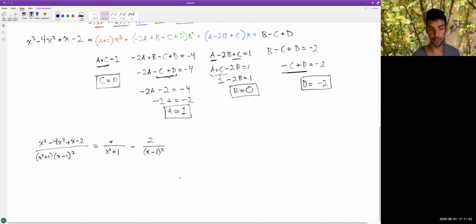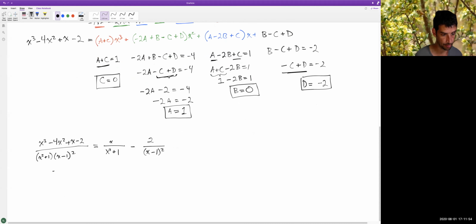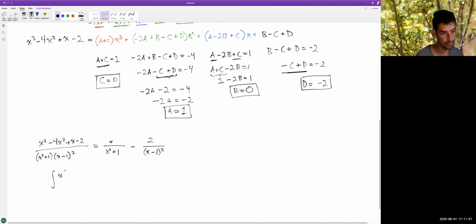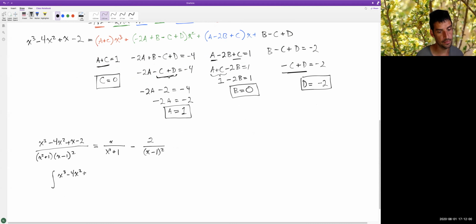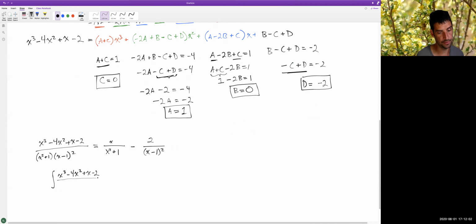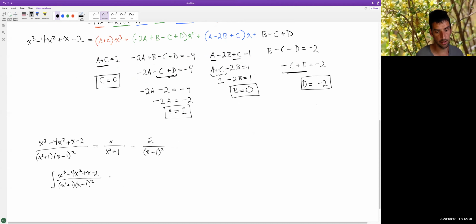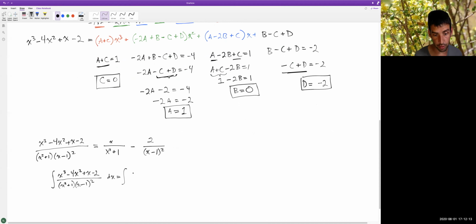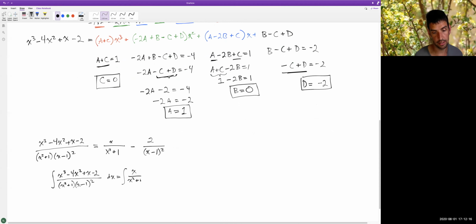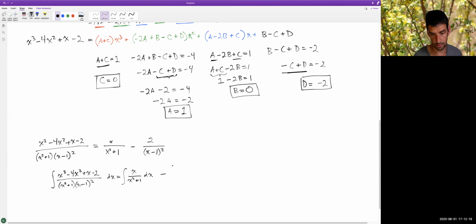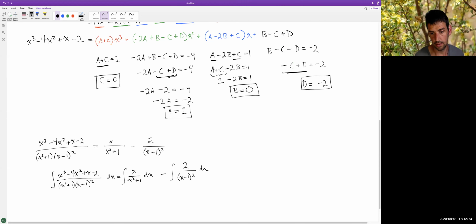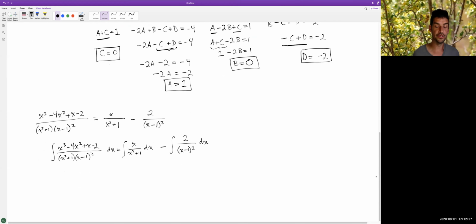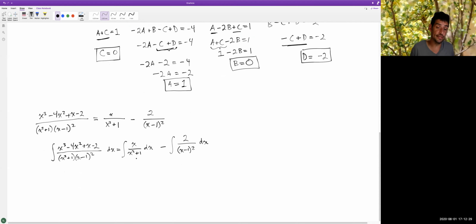So now let's go back to our integral, right? That was the whole reason we did this. We wanted to compute the antiderivative for this ugly rational function. All right, so now I can write it as an integral over these two fractions. And of course, I can separate this into these.